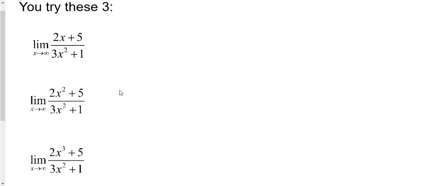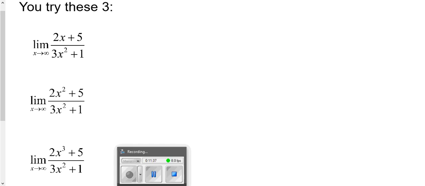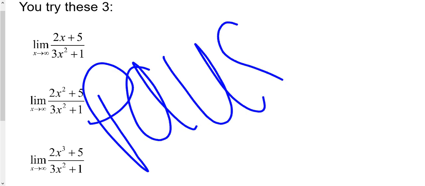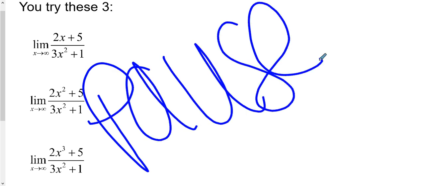What I want you to do is try these 3 on your own. Pause the video. Use these 3 examples to practice dividing the numerator and denominator by the highest term, okay? And then after you've tried to solve them out on your paper, come back to the video, see if you've done it right, and we're going to do something with this information. So pause for a minute, and then press play, and we'll make sure that everybody understands what's going on, okay?